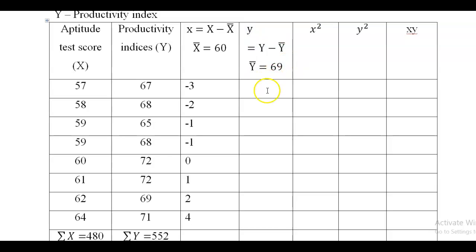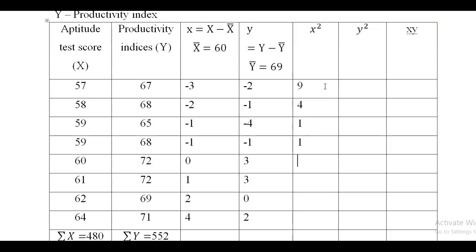Okay, and y minus y bar. That is 67 minus 69 is minus 2. 68 minus 69 is minus 1. 65 minus 69 is minus 4. 68 minus 69 is minus 1. 72 minus 69 is 3. Then again 3. Then 69 minus 69 is 0. Then 2. Then we have to find x square. So square this column. 3 square is 9.